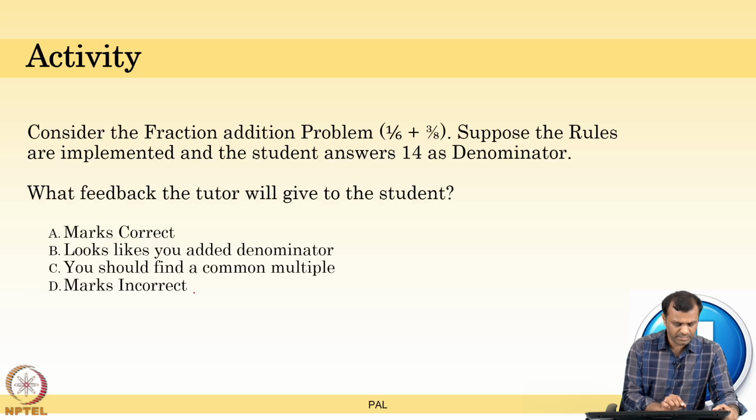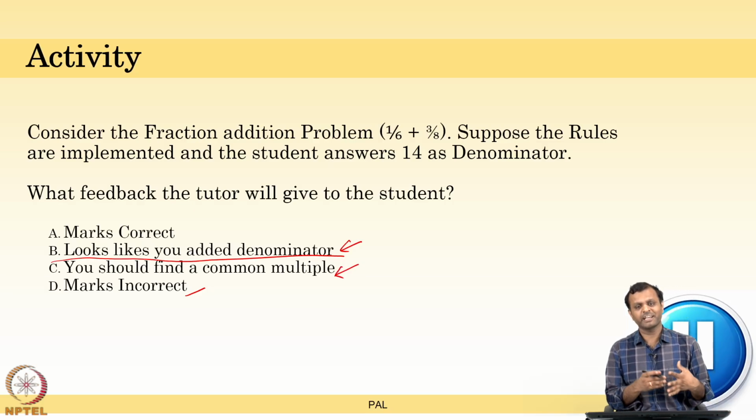The first thing is you mark it as incorrect. Then you should say that it looks like you added the denominators directly. Then you can also recommend that you find a common multiple. So for this particular answer, except mark correct, all the three options are correct. Now it is up to you what kind of feedback to give. As a system expert, you would mark it incorrect finally because you showed that this particular answer, 14, is not correct in this step. Then you could say that hey, you should not add it. Then you should find a common multiple. That is the idea.